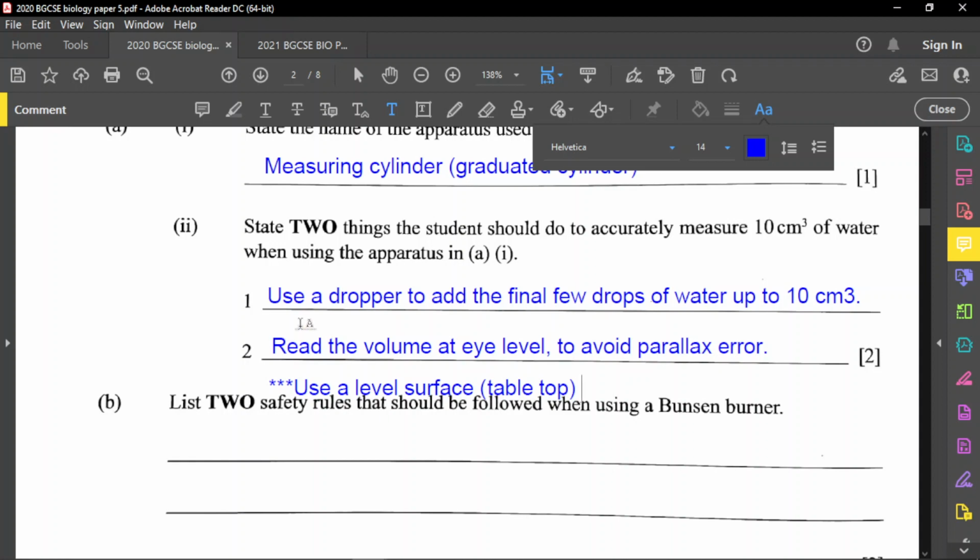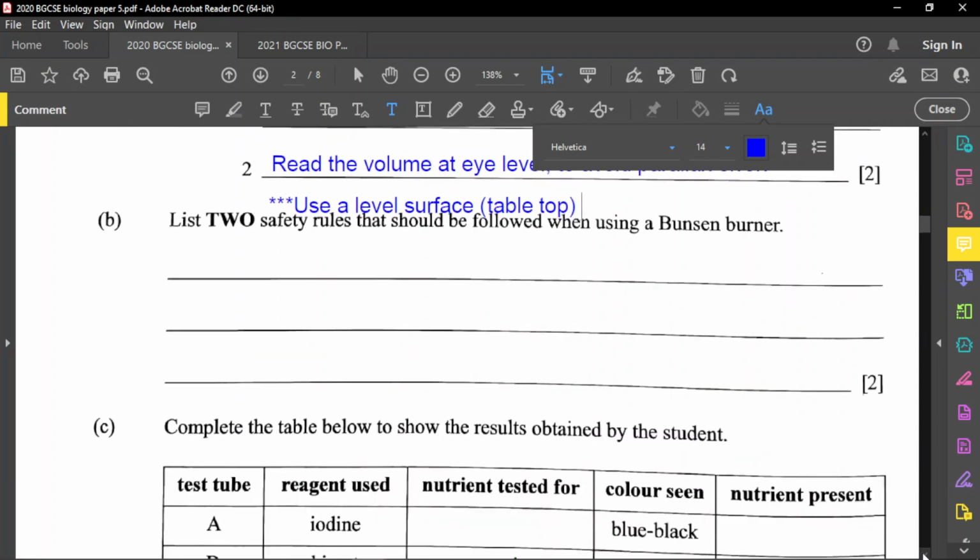However, part B, I guess you get the idea. For part B, list 2 safety rules that should be followed when using a Bunsen burner. All right, so if you use a Bunsen burner now, which sometimes we don't do, but we should. The first one is to wear safety goggles. That's very important. So that's one.